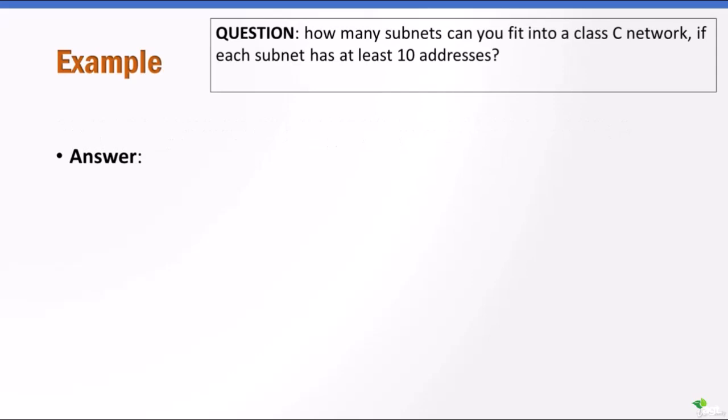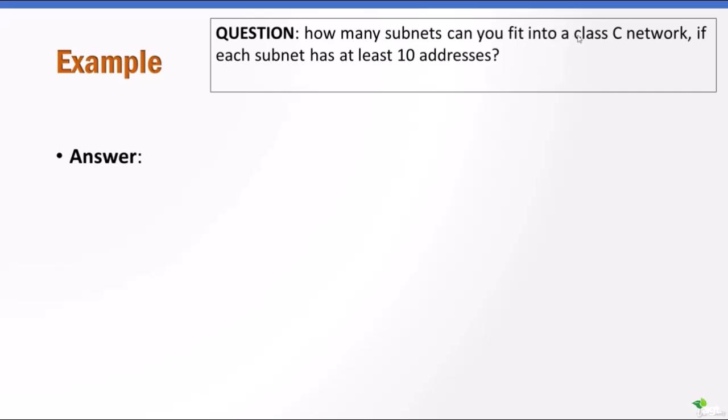Let's think about this for a second. If we need 10 addresses per subnet, we need to figure out how many bits we're going to use for our host portion. In order to create at least 10 addresses per subnet, we're going to need 4 bits for our host portion. 2 to the power of 4 is 16. If we used 3 bits, that wouldn't be enough because 2 to the power of 3 is 8. So we're going to use 4 bits for our host portion. That means we're left with 4 bits for our subnets portion.